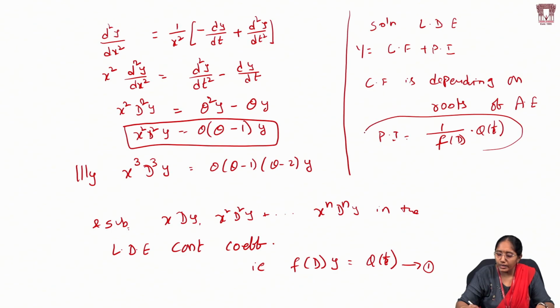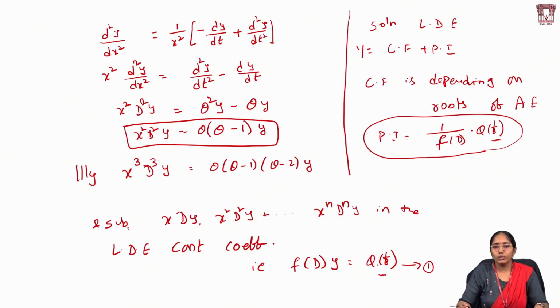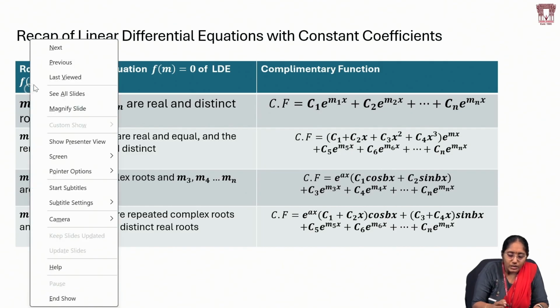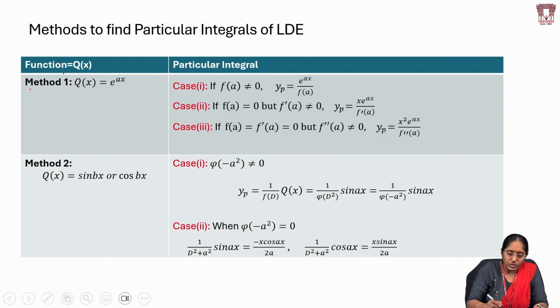Now we need to evaluate this. It depends on the given right hand side function, on the Q of t which we obtained by the substitution of all those elements in equation 1. Now we will discuss briefly the complementary function and particular integral. The auxiliary equation of the LDE is f of m is equal to 0. Just simply replace the D by m.